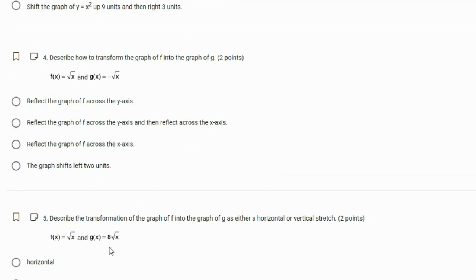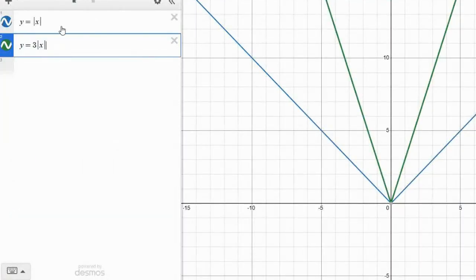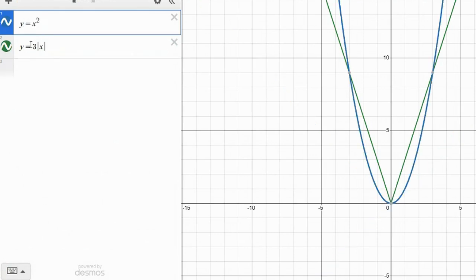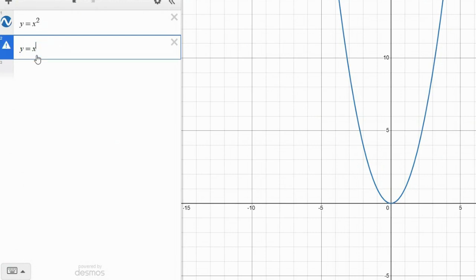And then the last one is describe the transformation of the graph of f on the g as either a horizontal or vertical stretch. Oh, let's talk about that terminology. Horizontal or vertical stretch. So let's just look at an equation. Let's just do x squared. Okay, so this is our original equation, x squared. And it says it's going to be a stretch. It's either going to stretch it vertically or stretch it horizontally. So let's look at the differences.